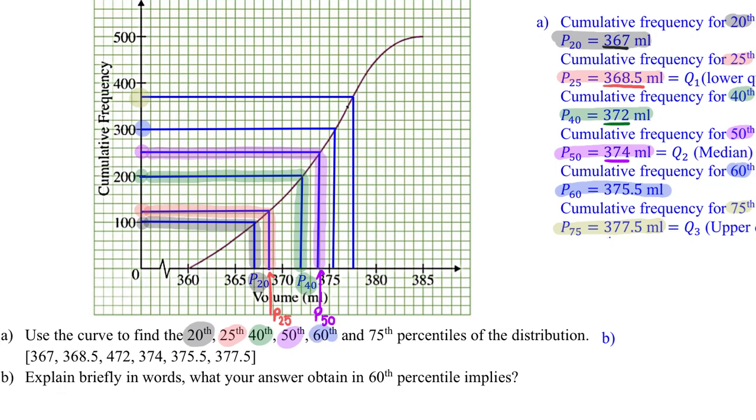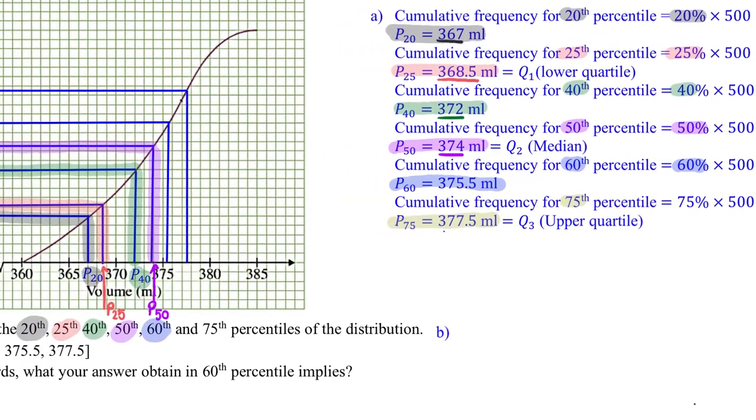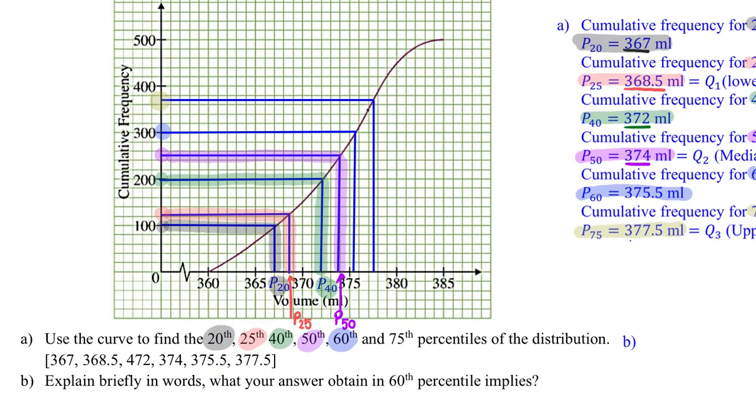And for my 60th percentile, again, I need to find where is this 60th percentile. So 60% times 500. I have successfully located the position. Going back to the graph again, 300, and that's where I will be able to find my 60th percentile, which is here.